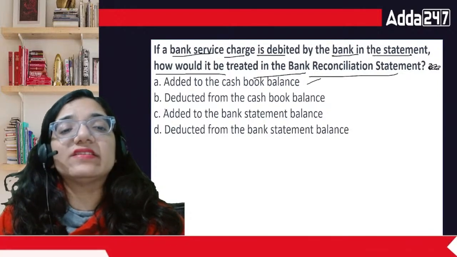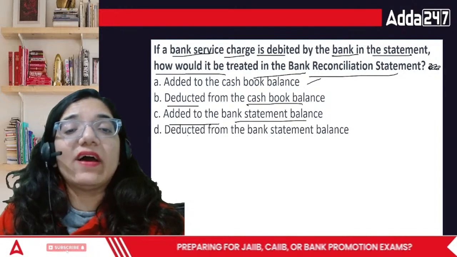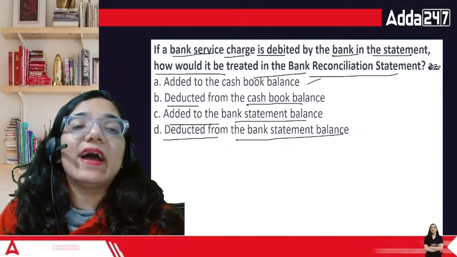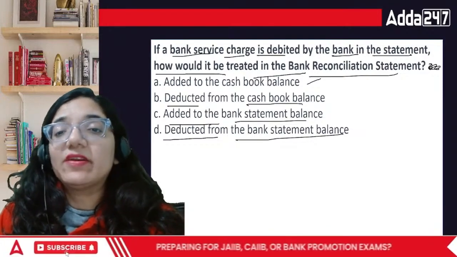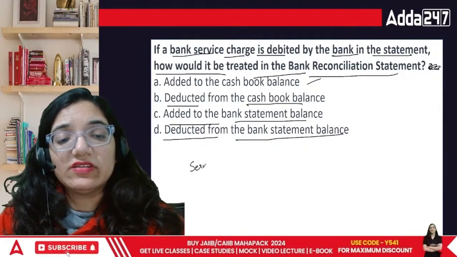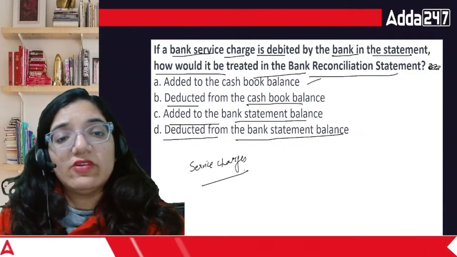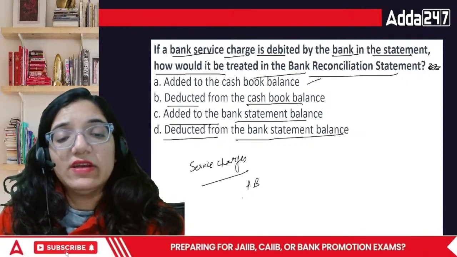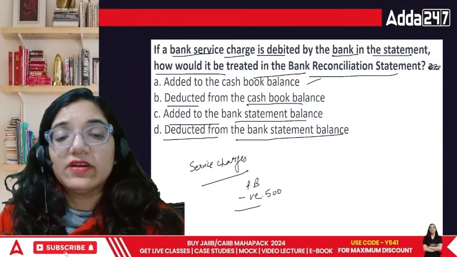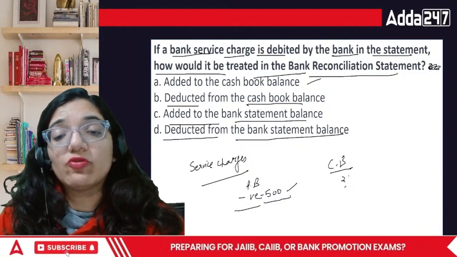Added to the cash book balance, deducted from the cash book balance, added to the bank statement balance, or deducted from the bank statement balance. Now, when we talk about the bank service charge, it is debited by the bank in the statement. When we talk about service charges, these are deducted by the bank. Obviously, the bank knows about it. For example, the charges deducted were 500. So the passbook knows about it, but the cash book has no clue about it.